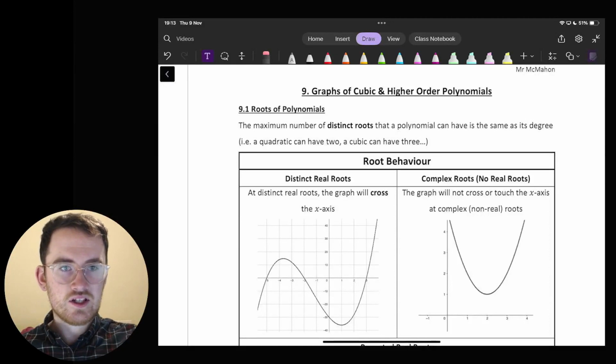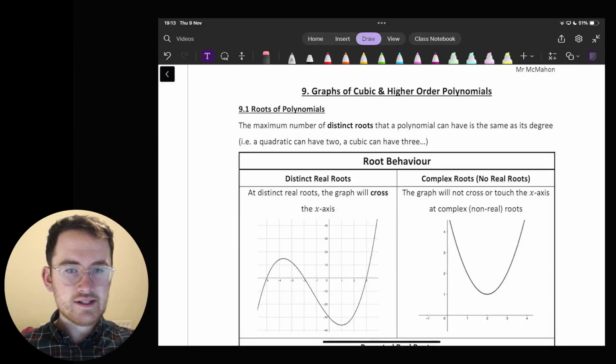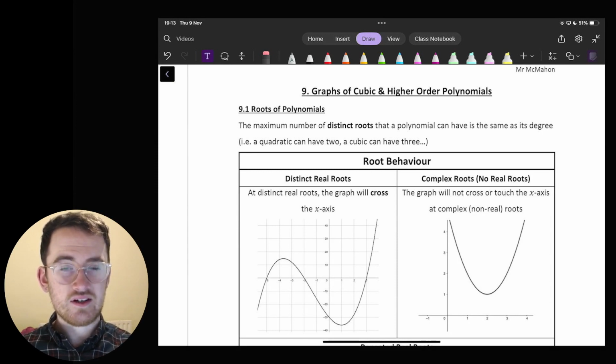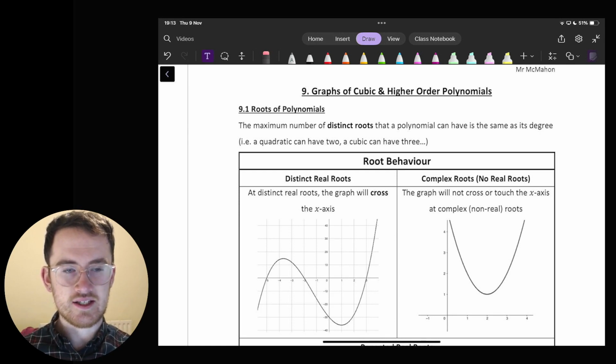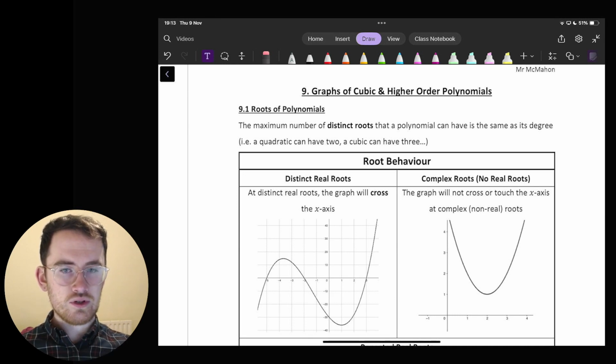We're going to be looking at the graphs of cubics and higher order, so bigger than cubics. And a lot of these graphs, including, I suppose, our quadratics as well, follow particular rules and particular ideas to do with both the roots and the shape. So those are the two things we're going to be focusing on.